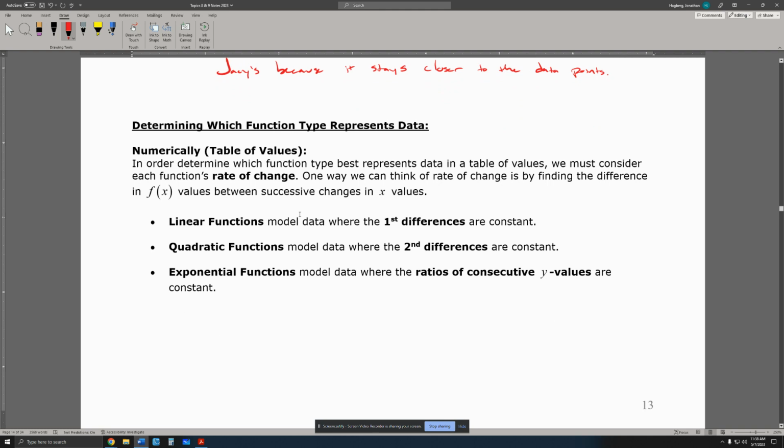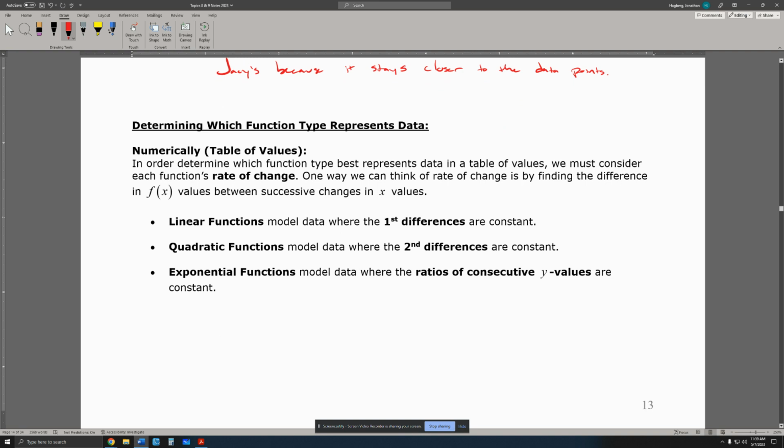Okay? So now I want to talk about some of the different ways that we can determine which function type represents data. So given some sort of data, be it a table of values, a graph, or an equation, how can we use all of the different function types that we've learned this year to determine which is going to be the best fit for that data? So the first way that we're going to talk about today is numerically, or using a table of values. In order to determine which function type best represents data in a table of values, we have to consider each function's rate of change. We know that the rate of change is different for each of the function types we've studied this year.